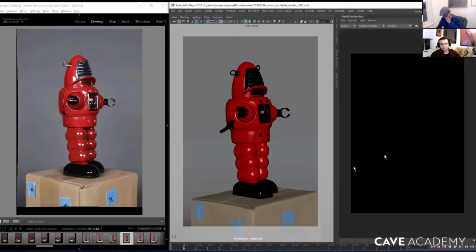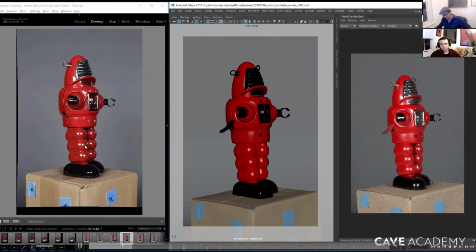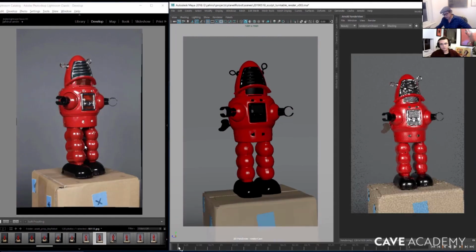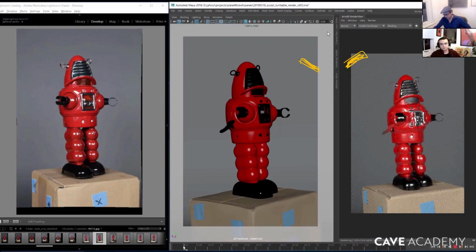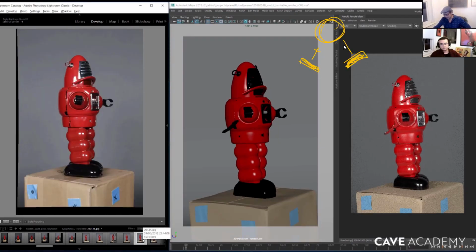This is again another example of, instead of just using 360, using lights in 3D space. And in this case, I just have two area lights pointing at the asset. There's my asset here. This is the photography.